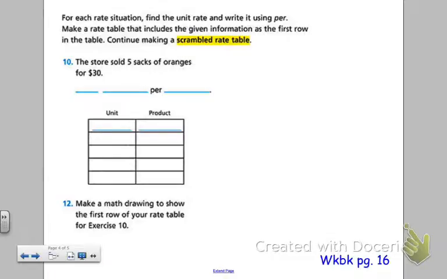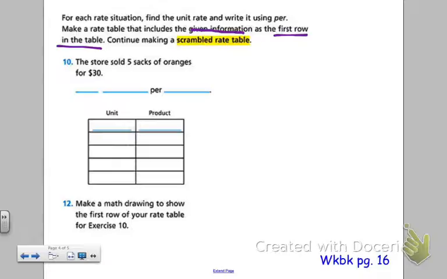Now, if you look at the bottom of workbook page 16, it says for each rate situation, find the unit rate and write it using per. Make a rate table that includes the given information as the first row in the table. So the given information must be in the first row. And then we're going to be making a scrambled rate table. A scrambled rate table, as you can probably guess by the name, is a rate table where it's not necessarily in order. It's a little more scrambled up.